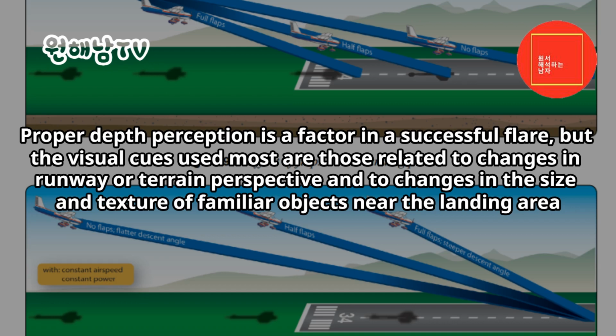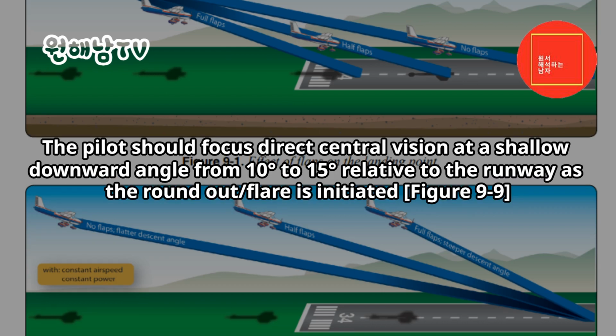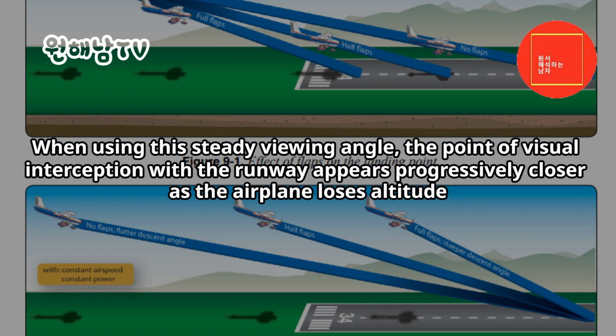Proper depth perception is a factor in a successful flare, but the visual cues used most are those related to changes in runway or terrain perspective, and to changes in the size and texture of familiar objects near the landing area. The pilot should focus direct central vision at a shallow downward angle, from 10 degrees to 15 degrees relative to the runway as the round-out flare is initiated. Figure 9-9. When using this steady viewing angle, the point of visual interception with the runway appears progressively closer as the airplane loses altitude.